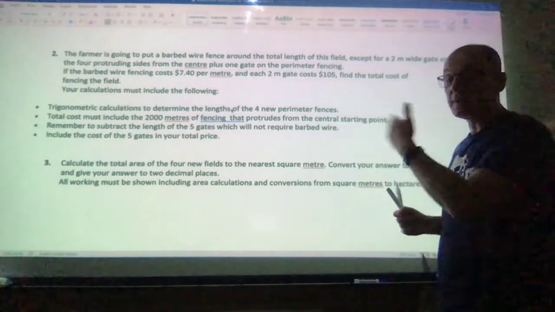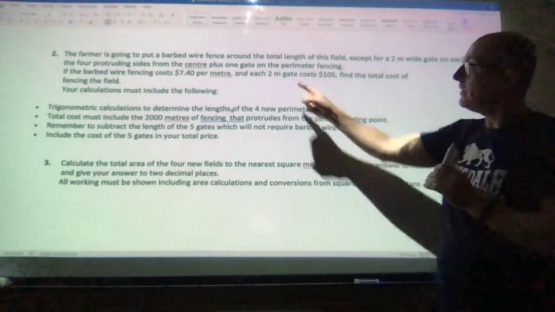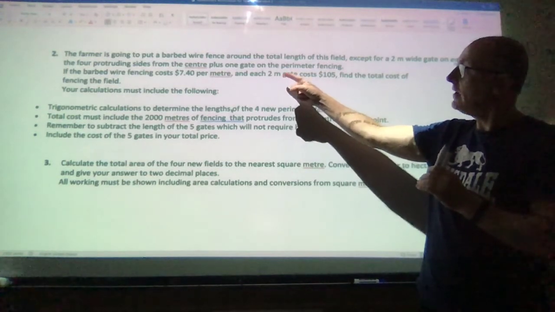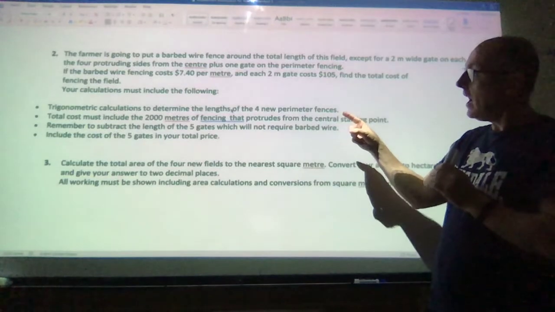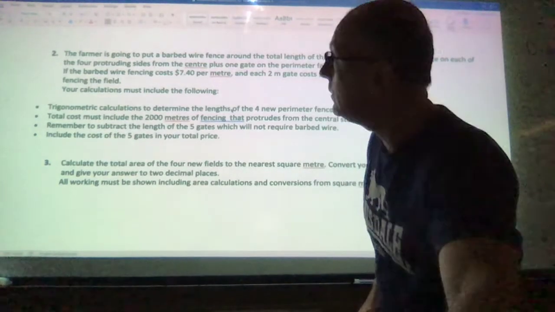Now, that's a lot to take in. I'll try to explain that with the diagram above. I'll talk about these 2-metre gates on here. So you've got 5 in total. Okay, so I'll just scroll back up and I'll try to explain question 2 using the diagram.